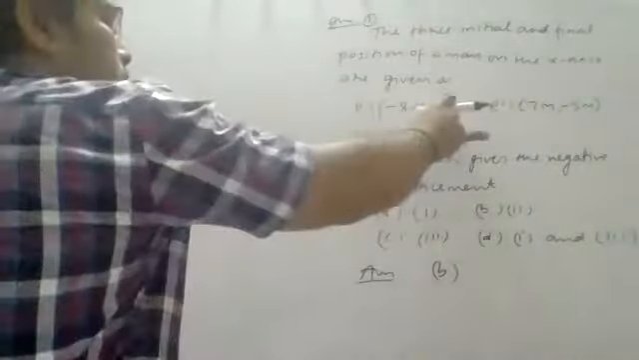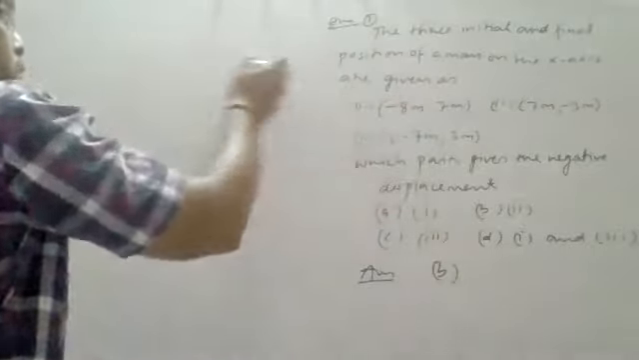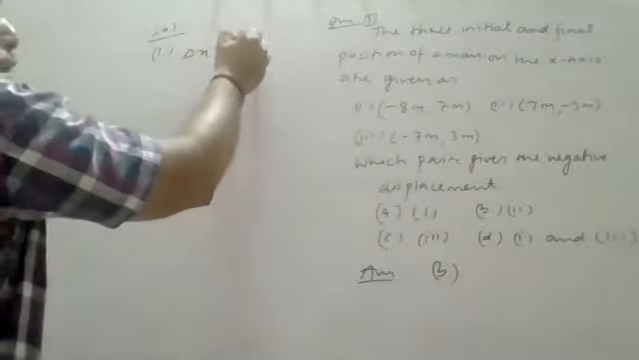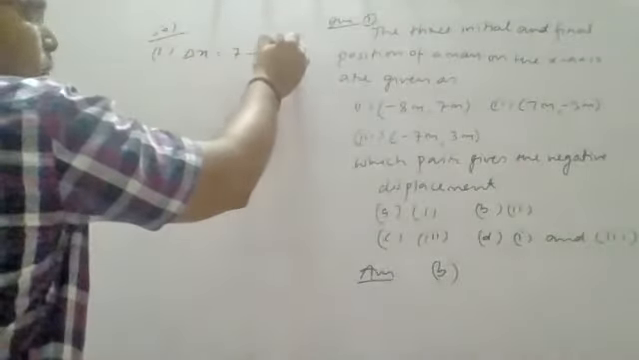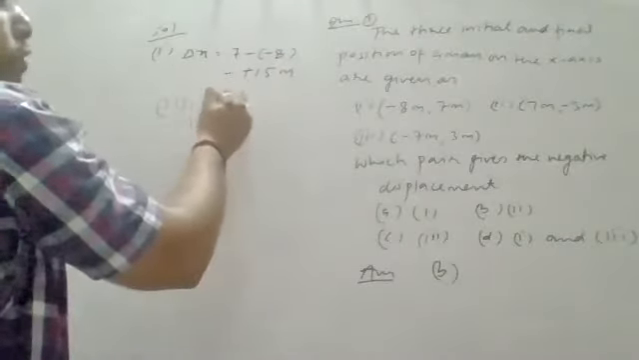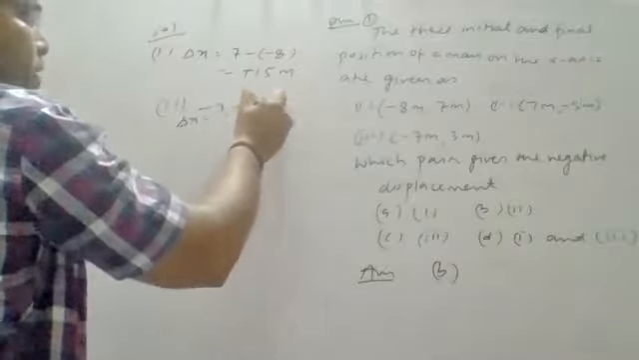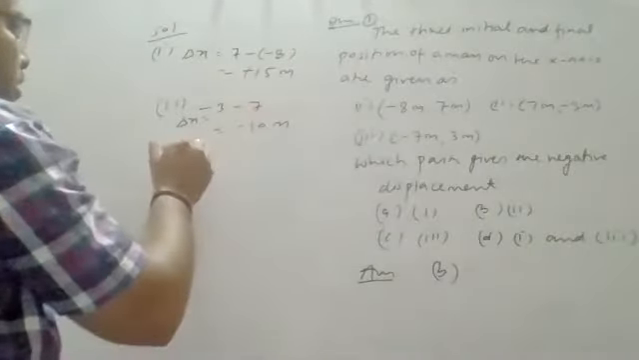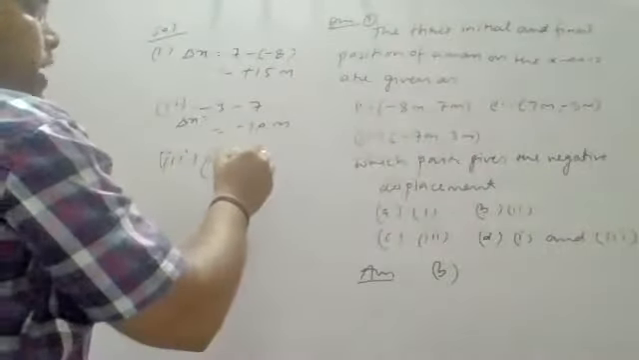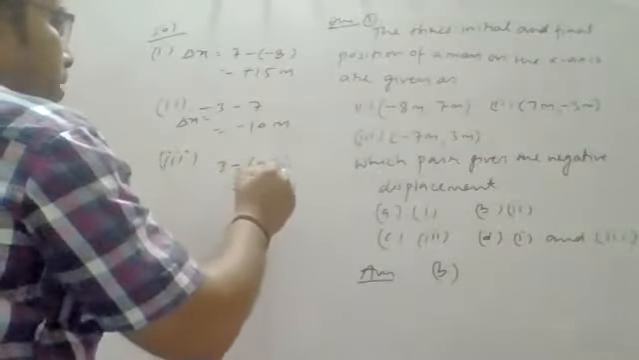For the first position, final position 7, initial position minus 8 meter. In the first situation, displacement will be final position 7 minus minus 8. You will get plus 15 meter. In the second choice, final position minus 3 meter. Delta x is equal to minus 3 minus 7. You will get minus 10 meter. Third choice, it will give you minus 7, 3. Final is 3 minus minus 7. We will get plus 10 meter.